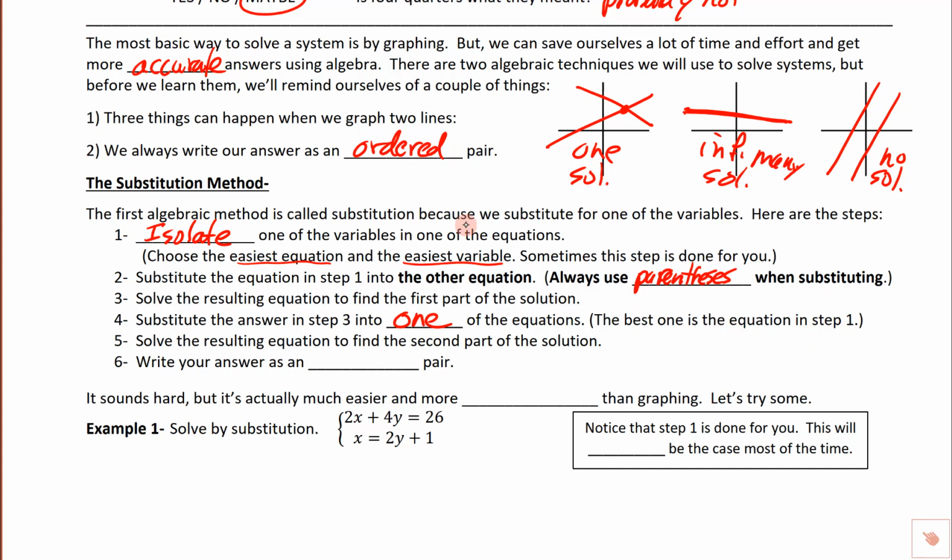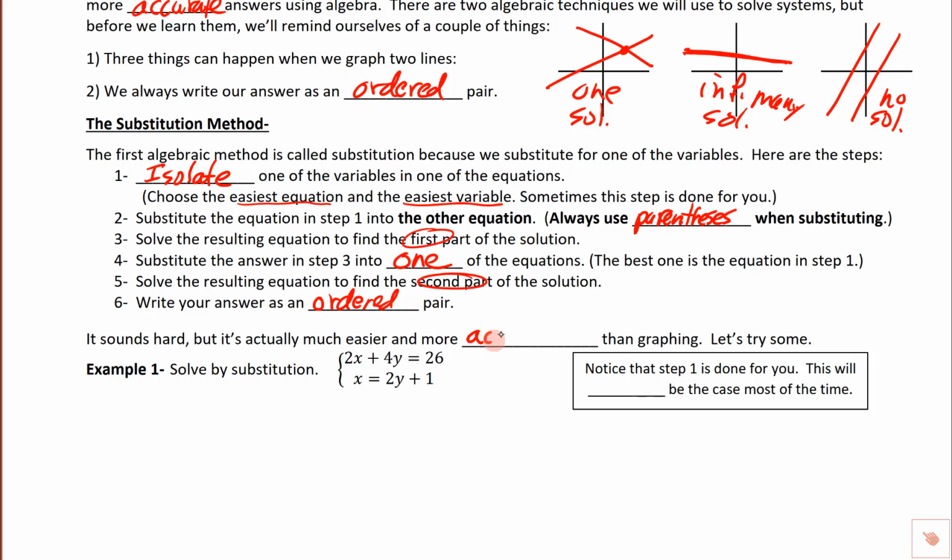Now, it doesn't really matter which equation, but usually it's going to be that equation that we used from step 1. That's going to be the best one to plug in. Solve the resulting equation to find the second part of the solution. So we find the first part here, we find the second part here, and then of course we always write our answer as an ordered pair. All right, now this sounds really hard. It sounds difficult. My gosh, I've got to go through these 6 steps all the time. But it's actually much easier, and here's the important part, it's more accurate than graphing.